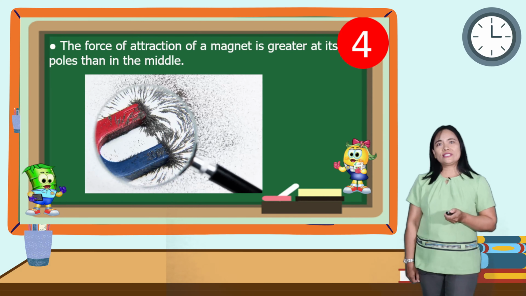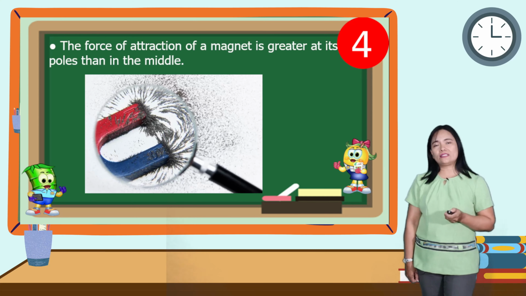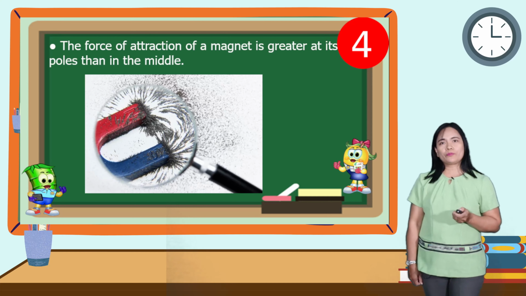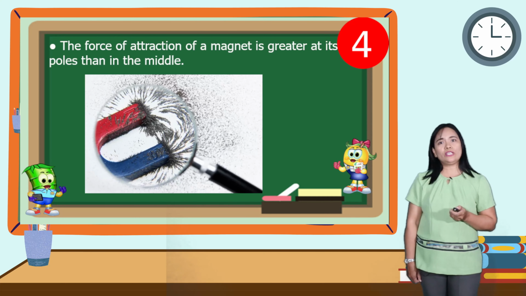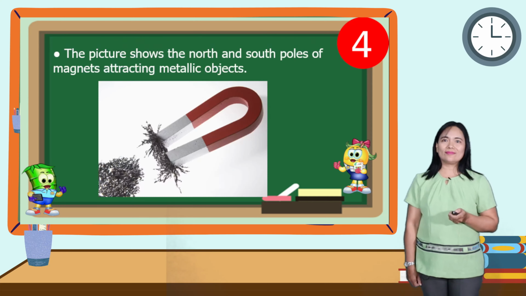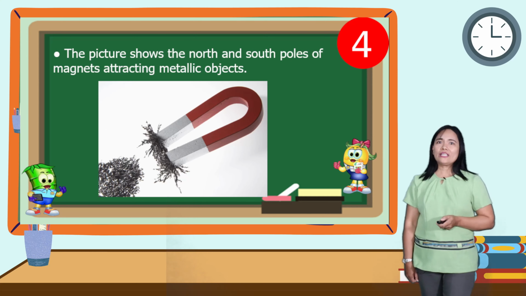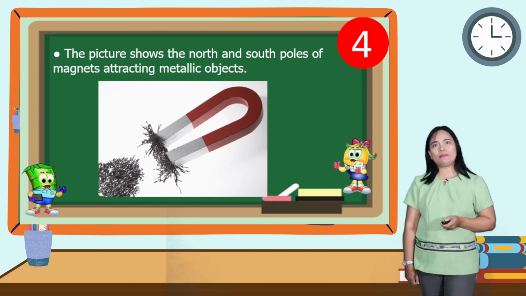The force of attraction of a magnet is greater at its poles than in the middle. As you can see in the picture, there are a lot of iron beads that stick to the north pole and to the south pole, while in the middle of the magnet, there are only a few because the magnetic force is weaker. The picture shows the north and south poles of magnets attracting metallic objects.